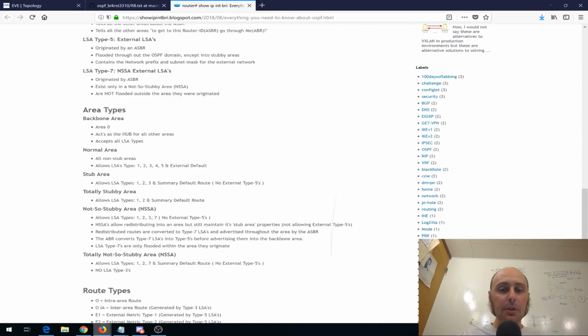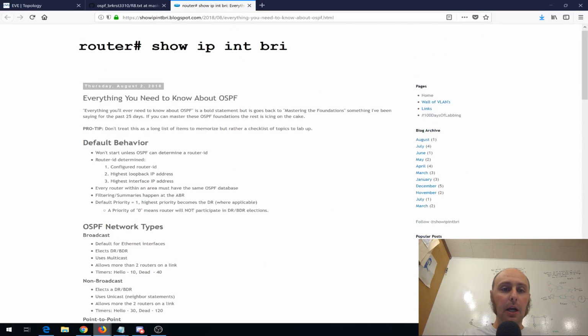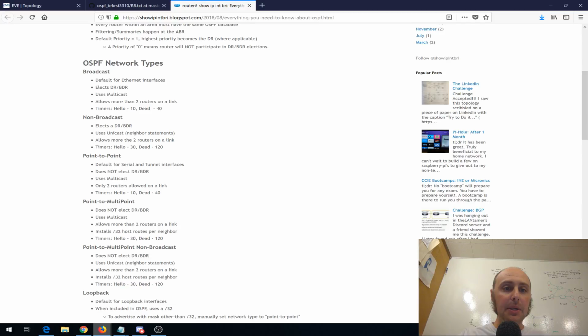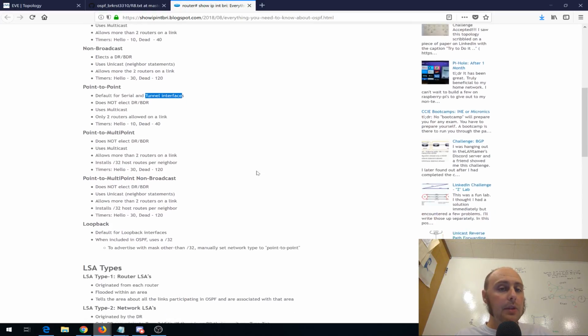So these are the important things to understand. Network types. Actually, when you configure OSPF on an Ethernet interface, it automatically by default takes the broadcast network type. When you configure OSPF on a serial interface, by default, it takes the point-to-point network type. And the other caveat here is when you're configuring OSPF on a tunnel interface, it goes ahead and takes the point-to-point network type. So these other ones are important.